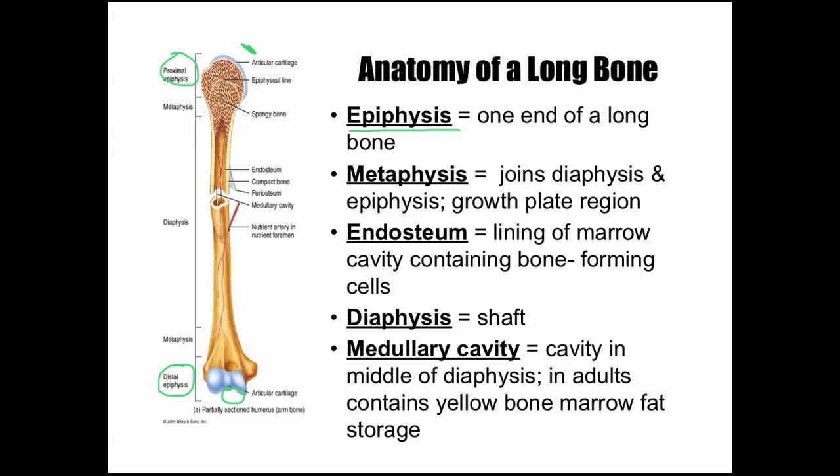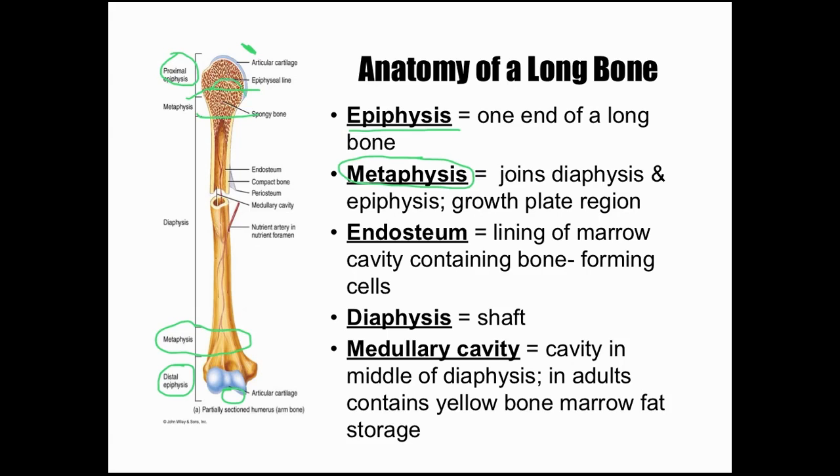The next part is called the metaphysis, and those are in between. So it's in between the epiphysis and what's called the diaphysis. So here's the metaphysis down here, this region right there. And then up here, here's the metaphysis. And it contains, this part right here is called the epiphyseal line.